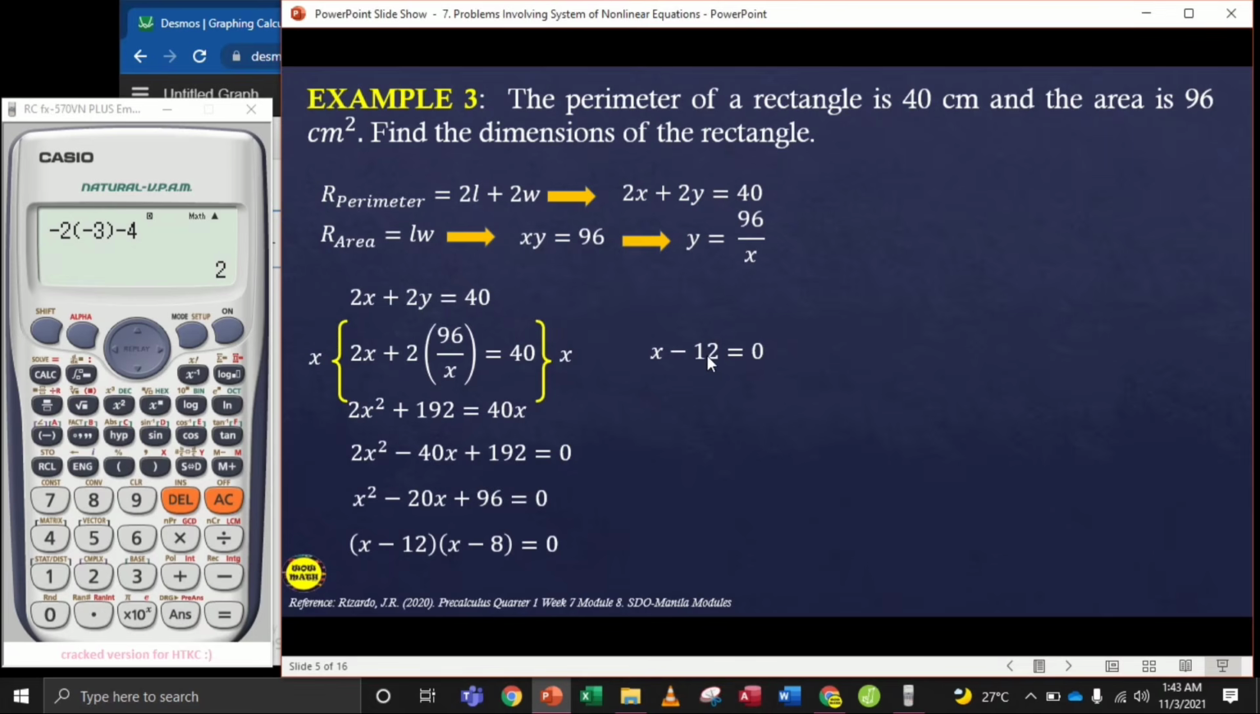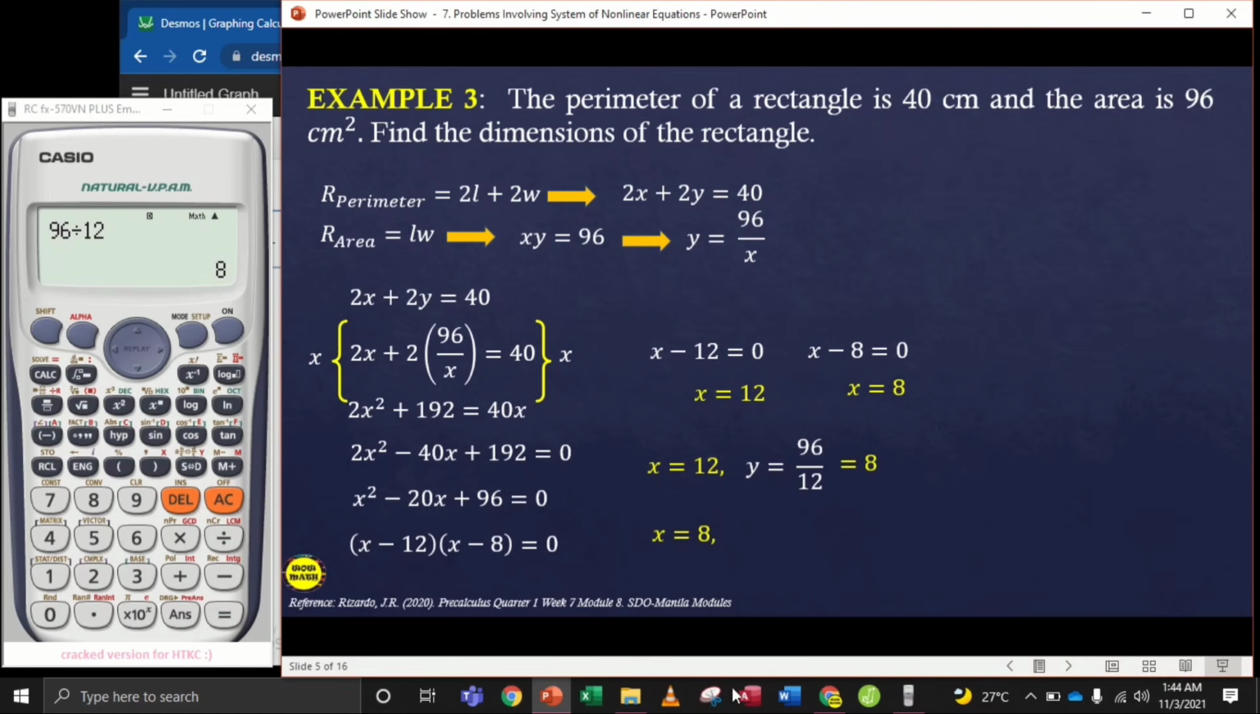So, x minus 12 is equal to 0. X is equal to 12. So, ang ginawa lang, nilipat lang natin dito. And then yung isa, x minus 8 is equal to 0. So, x is equal to 8. So, what will be the value of y if your x is 12? So, ang gagamitin natin ito. So, 96 divided by 12. So, the answer is 8. Okay? So, 8 ang value ng y if x is 12.